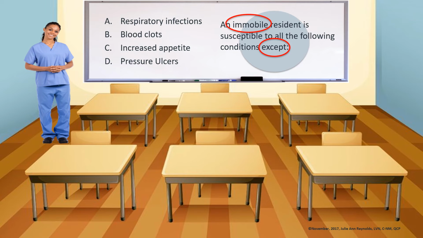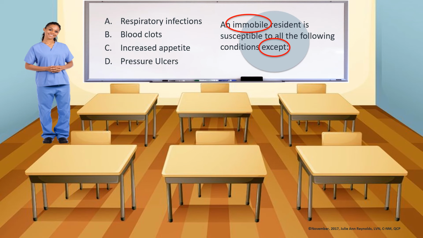Let's look at the answer choices again. A. Respiratory infections. B. Blood clots. C. Increased appetite. And D. Pressure ulcers. For these answer choices, you will need to know the difference between a symptom and a sign. Symptoms are subjective, meaning the resident can report something, but it cannot be verified, such as pain, fatigue, dizziness, loss of appetite, or increased appetite. A sign is objective, something that can be measured in a clinical setting, such as elevated blood pressure, an infection, a pressure ulcer, a fever, or a blood clot.